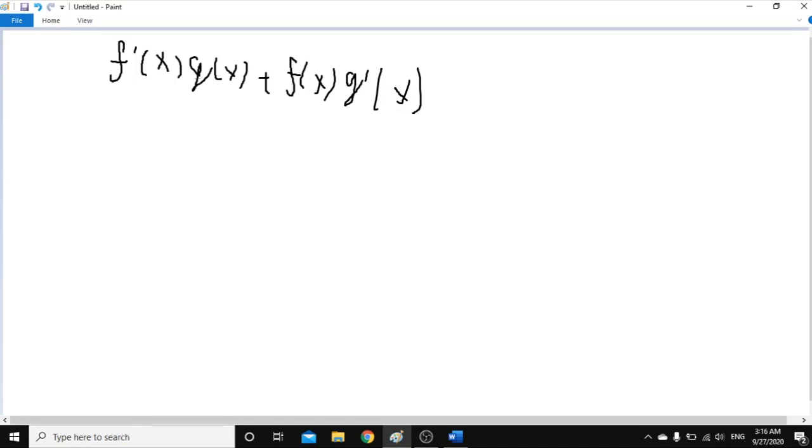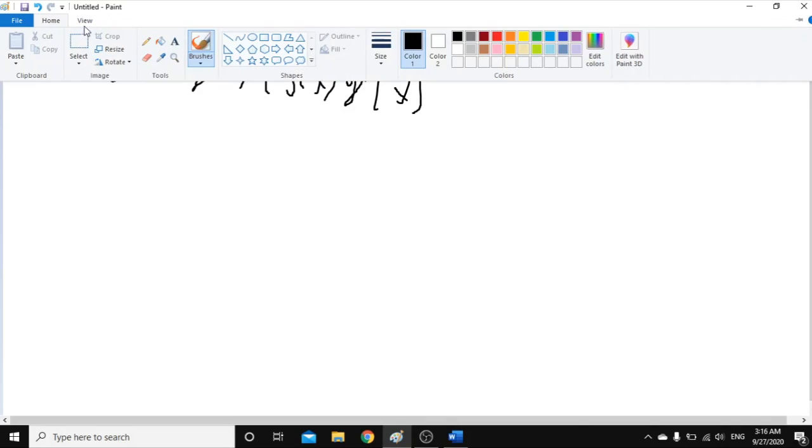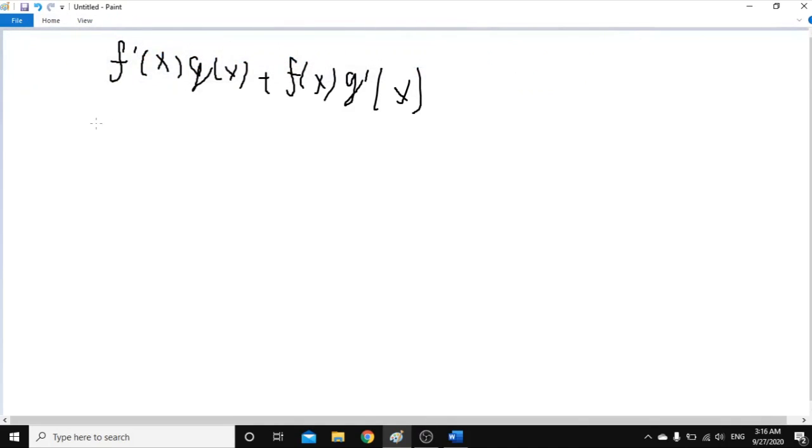Rule number 2 is the product rule. The product rule, it's written like this: f prime of x times g of x plus f of x times g prime of x. This is rule number 2. Okay, let's keep it here. Rule number 3 is called the quotient rule.